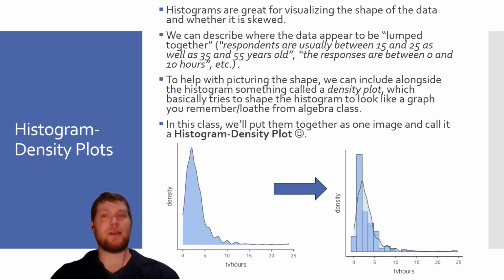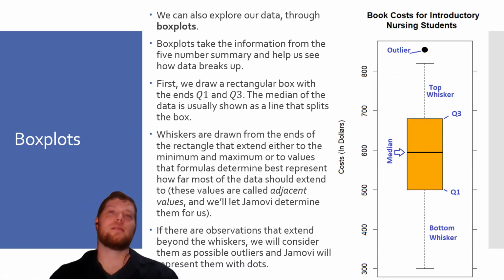To help the picture and the shape, we could also include something called a density plot, which basically shapes the histogram to look like a graph, one that kind of looks like what you might see in algebra class. I know, awful, terrible. Put it together, you get something called a histogram density plot. And that helps us tell the story of where the data seems to be taking shape, literally. You can also explore data through box plots. Box plots take the information from a 5-number summary and help us see how the data breaks up.